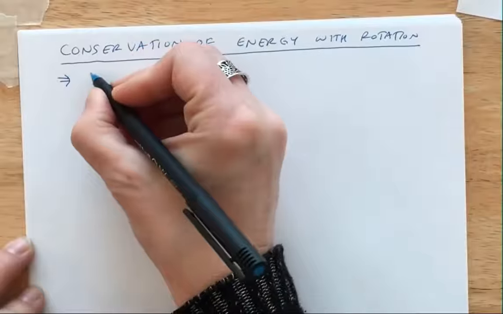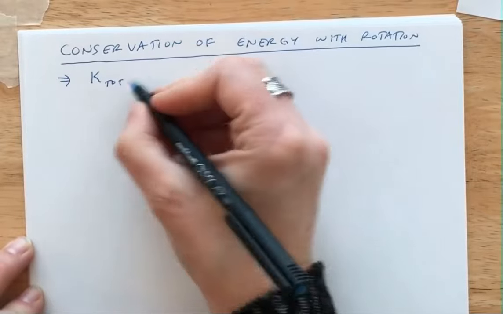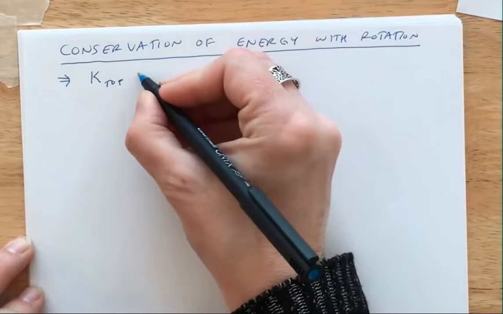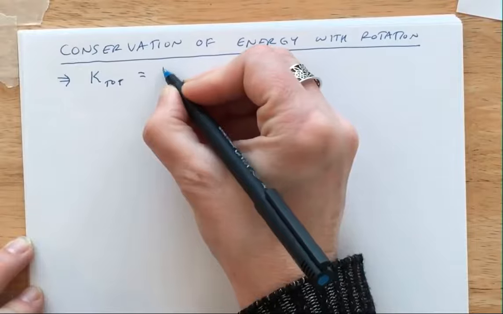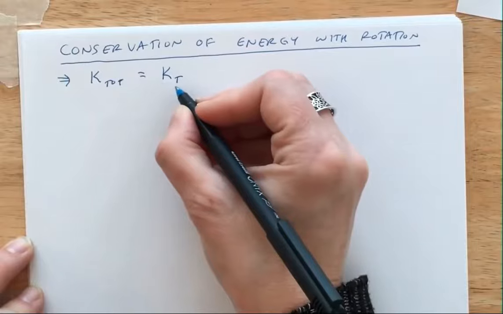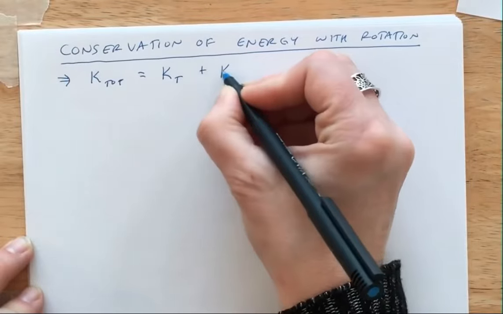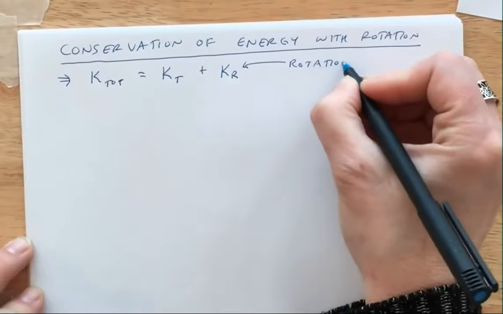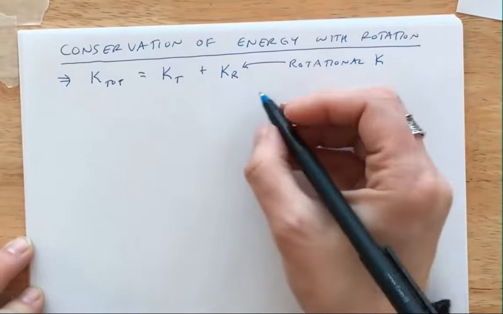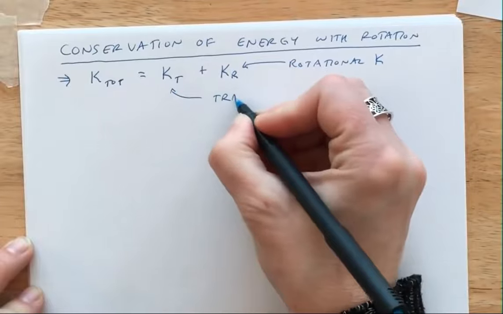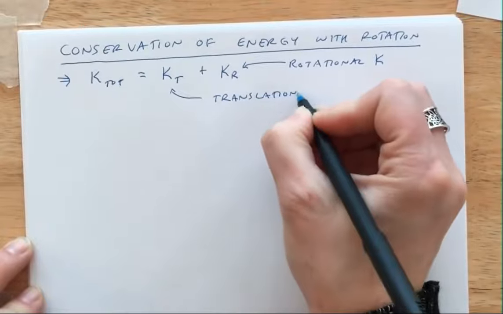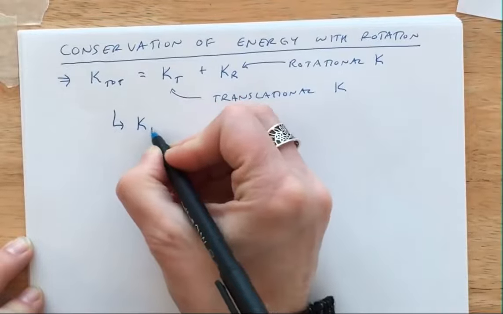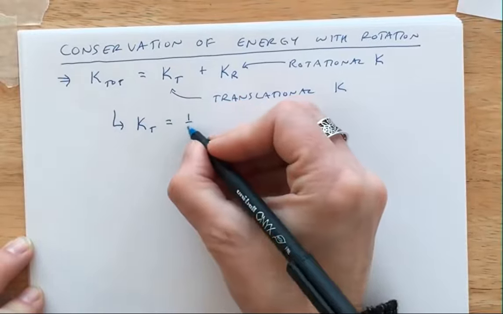So what we want to talk about is how we're going to change our kinetic energy when we do conservation of energy. Our total kinetic energy is not going to just be our translational kinetic energy anymore, KT. It'll also have a KR. KR is our rotational kinetic energy, and KT is our translational kinetic energy.